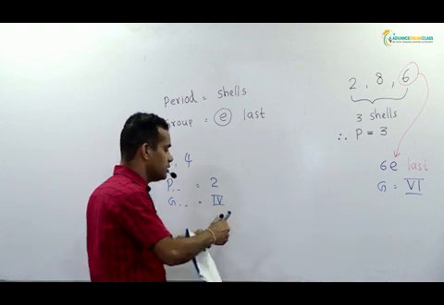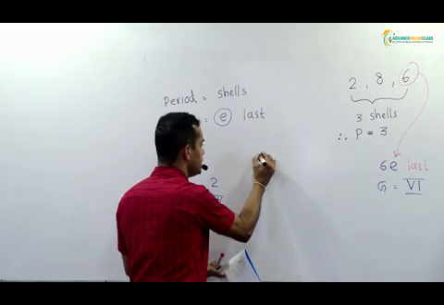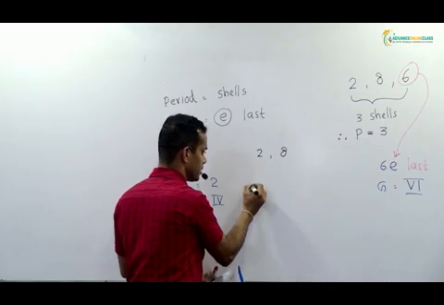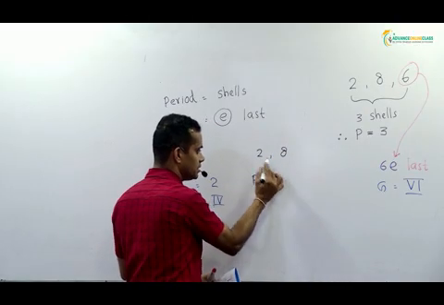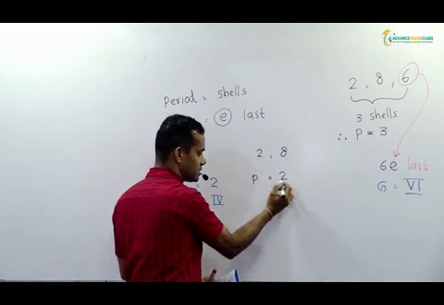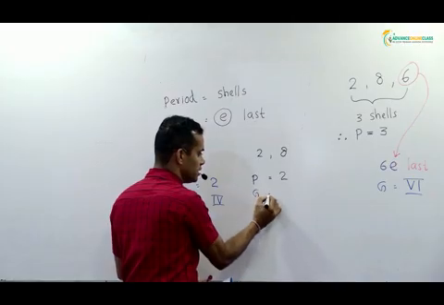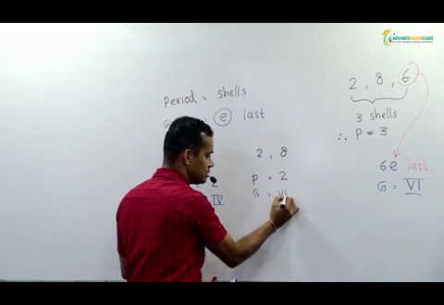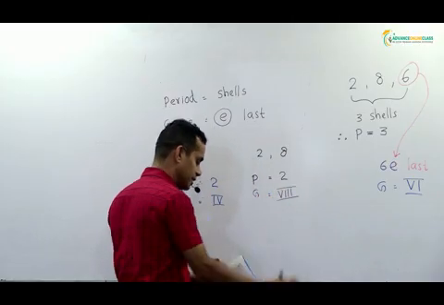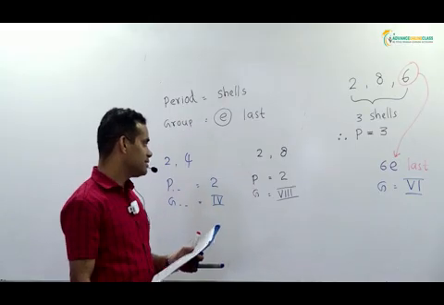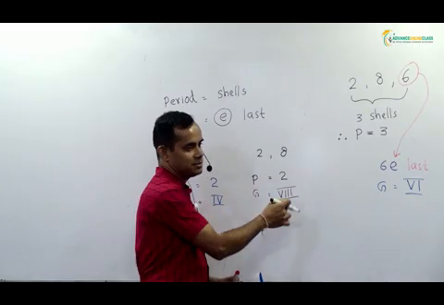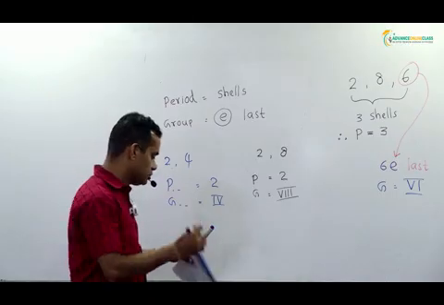Right. Next one. 2, 8. Period is how many shells are there? 2 shells: first shell, second shell. Group is how many electrons in the last shell? 8, Roman 8. Group 8. But the London syllabus uses these numbers, not Roman numbers, but we use Roman.